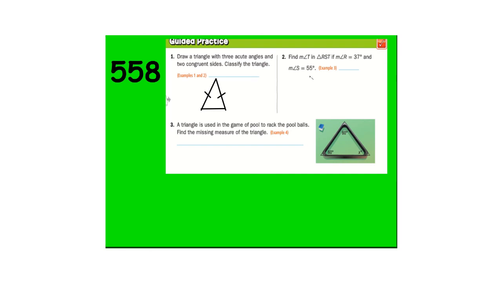Number 2, if we have 37 and 55, so far we have 92 degrees. If we have 180 degrees in every triangle, we already have 92. Subtract that. You have 88 degrees left for measure of angle T. Number 3, what is the missing measure? 60 degrees. So that's an equilateral, acute equilateral, 60, 60, 60.